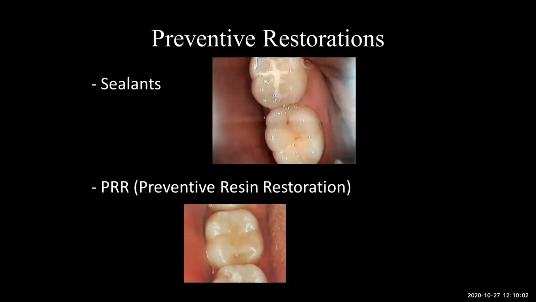So preventive restorations are things that are done to prevent tooth decay. So there's no decay there yet. We want to prevent it. It's primary prevention. And that's what preventive sealants are all about. And there's also preventive resin restorations, which is with a glass ionomer. It's a different type of filling material, but this is what a sealant looks like. It goes into the pits and fissures.